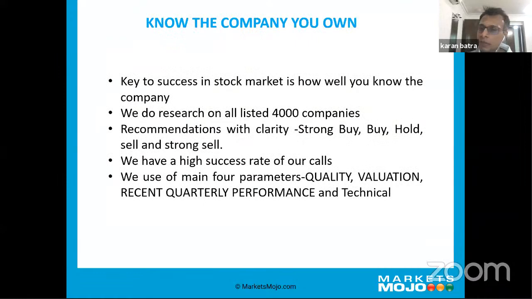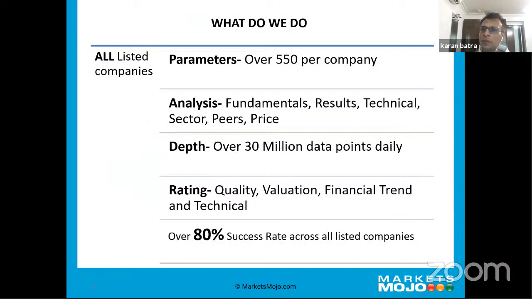First and the most important feature of MarketsMojo is the stock research. At MarketsMojo, we rate all 4,000 stocks across 4 key parameters of quality, valuation, financial trend, and technicals. We come out with a call, which is on a scale of 0 to 100. We come out with a score, and accordingly, a call is generated from strong sell, hold, buy, and strong buy. How do we do this?